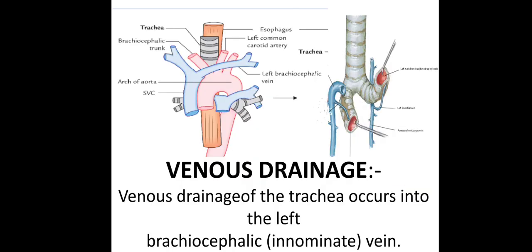Venous drainage. You can see the venous drainage of the trachea here and here. The venous drainage of the trachea occurs into the left brachiocephalic vein. You can see this is the left brachiocephalic vein, also known as the innominate vein. So all venous drainage goes to the left brachiocephalic vein.